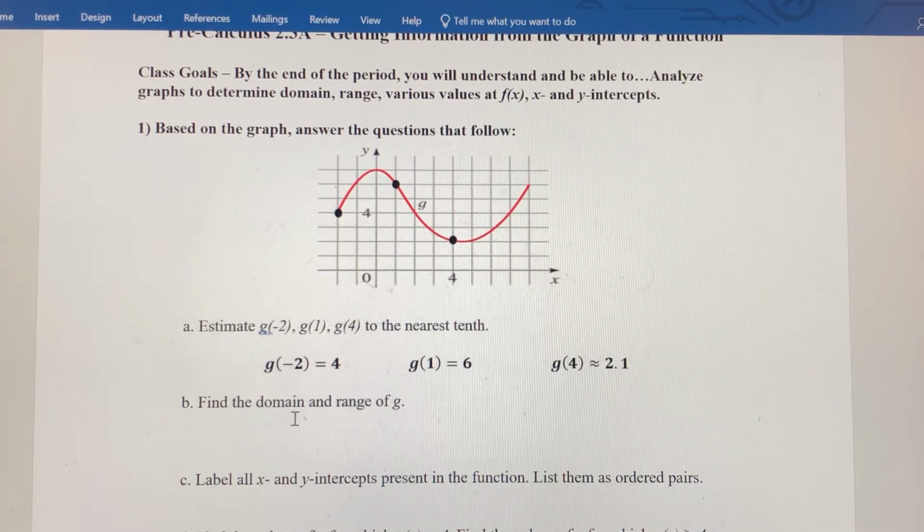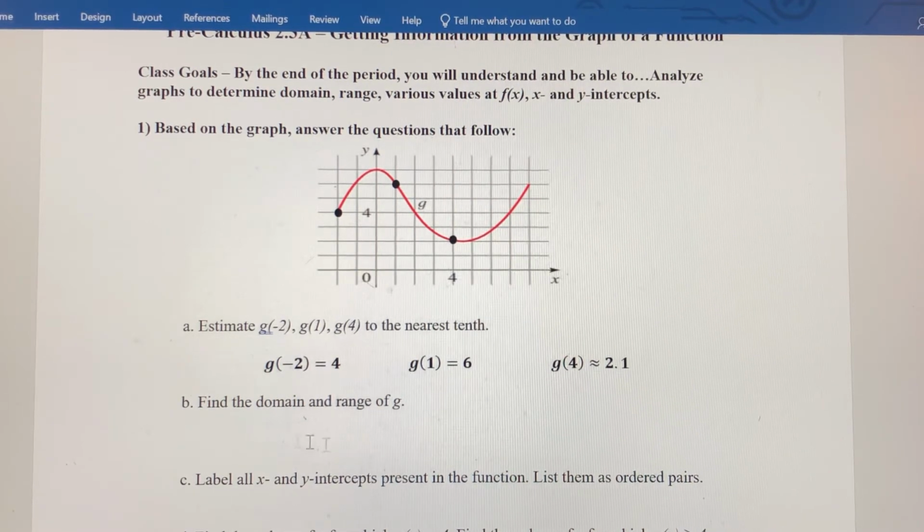Now, domain, remember, we've talked about domain many times. Domain is the values of x, okay? How far to the left does the graph go? How far to the right does the graph go? Now, it's important to note here there aren't arrows that tell you this graph is continuously moving down into the left here and up into the right here. So this graph is confined to what you see here in red. Okay, that's important to note.